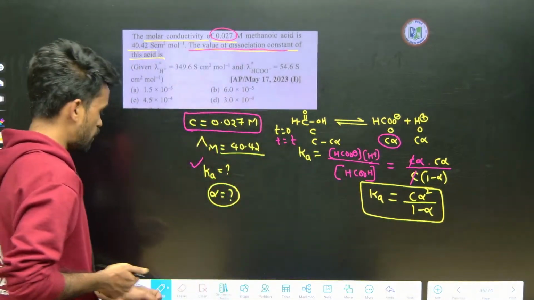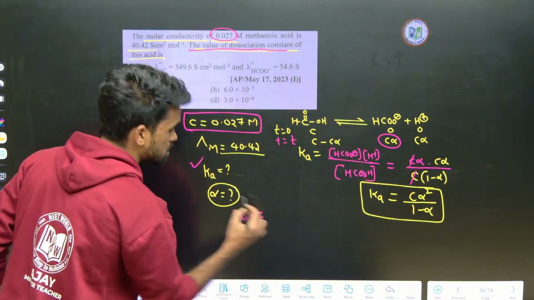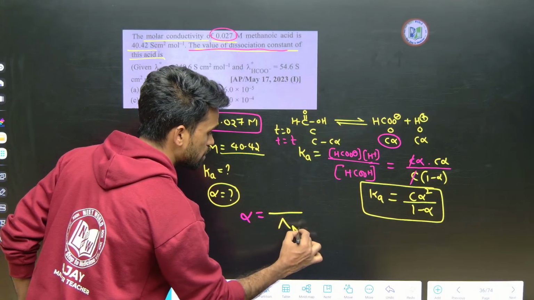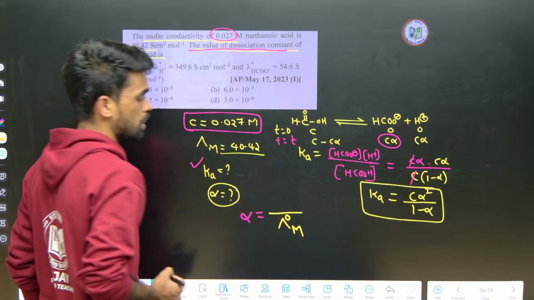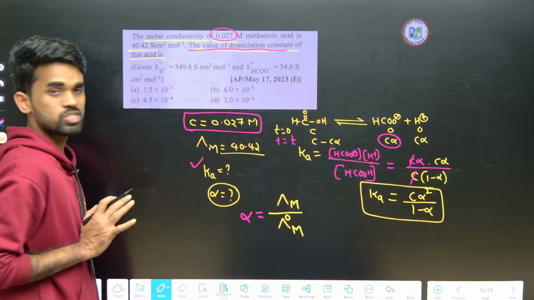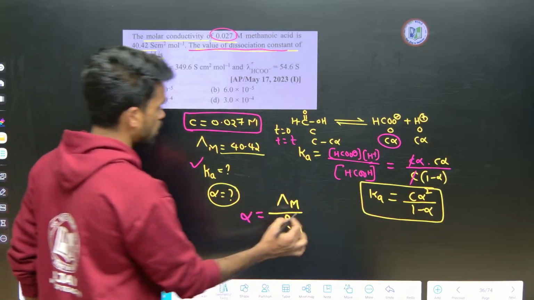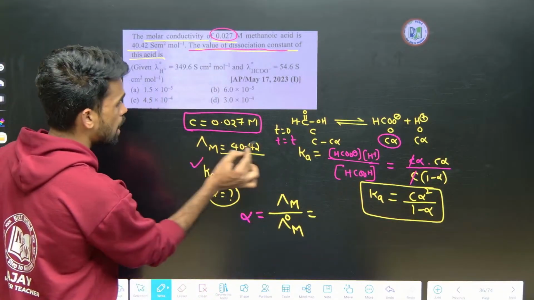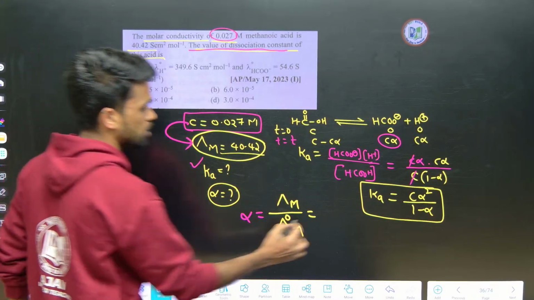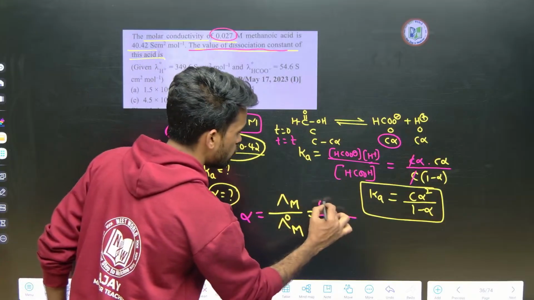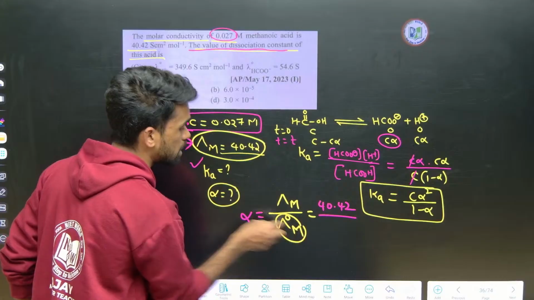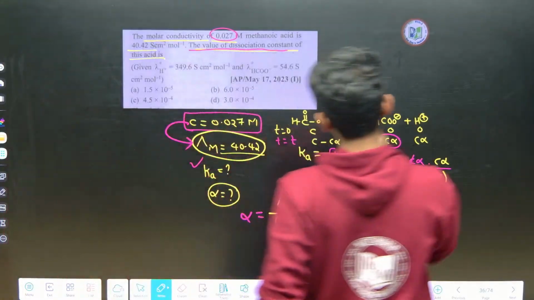See, alpha can be calculated, we just discussed it on the previous slide. Alpha is nothing but a ratio of molar conductivity at that particular concentration in the numerator, and limiting molar conductivity in the denominator. Okay, this is a ratio. Here, the molar conductivity at this concentration is 40.42 in the numerator. What about the denominator? This is the limiting molar conductivity.